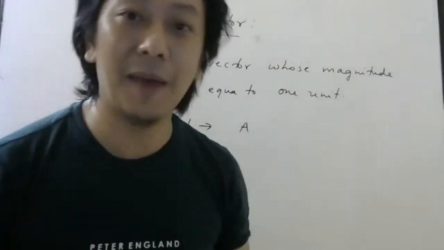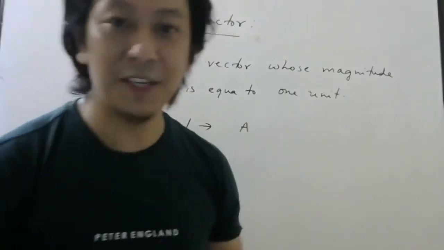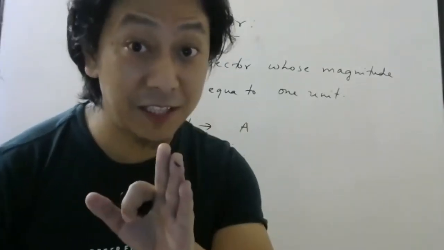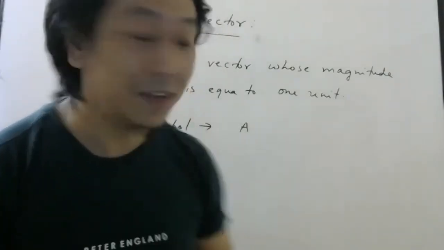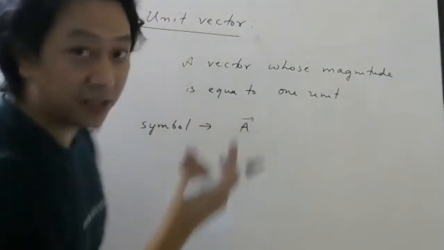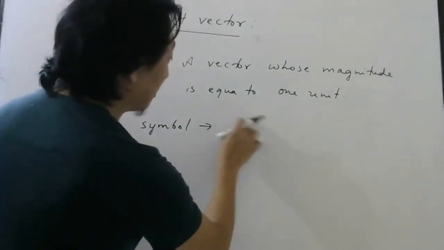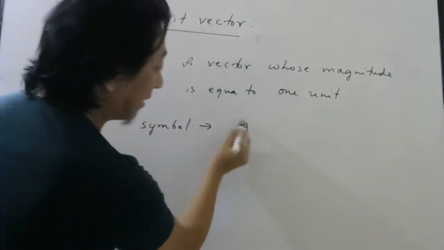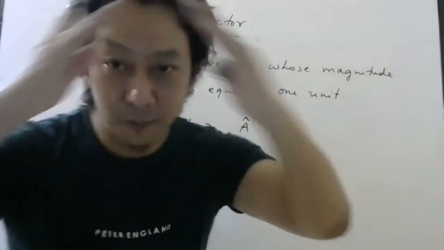A vector can have any magnitude: 5 Newton, 10 Newton, 10 meter per second, 5 meter per second, right? You cannot say 5 kg, because kg means mass, and mass means scalar, not vector. So the symbol you cannot write as A bar, because bar means vector and a vector can have any magnitude. So to represent a unit vector, we write any symbol and on top we put this cap.